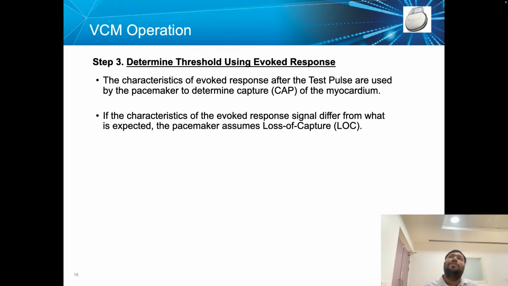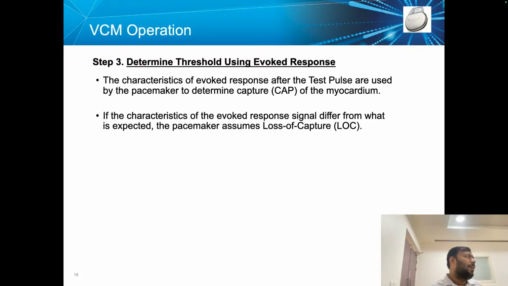So, determine threshold using evoked response. As I already discussed, based on the myocardial response, the device will classify whether it's a capture or loss of capture, and accordingly the device will function. One disadvantage is, if the lead tissue interface is not great, you will not get much evoked response. In those scenarios, the device may classify even a captured beat as a non-captured beat. Older devices may not run in a very good manner, but nowadays newer generation devices are very sensitive and can pick up even very minute myocardial responses. So that is one of the good changes.